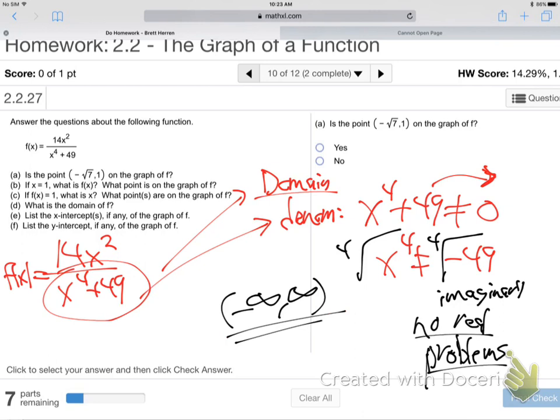Did you track with that? You could probably look at this for a minute. We didn't need to solve. There's no way the denominator is going to equal 0. Anything you plug in here to the fourth power is going to be positive, or 0 at the lowest. Not going to be negative. Then you're going to add 49. It's not going to be 0. There's no real way to make that 0. That's why it's imaginary. Does that make sense? So there's no real way this denominator will ever be 0. Therefore, there's no problem.